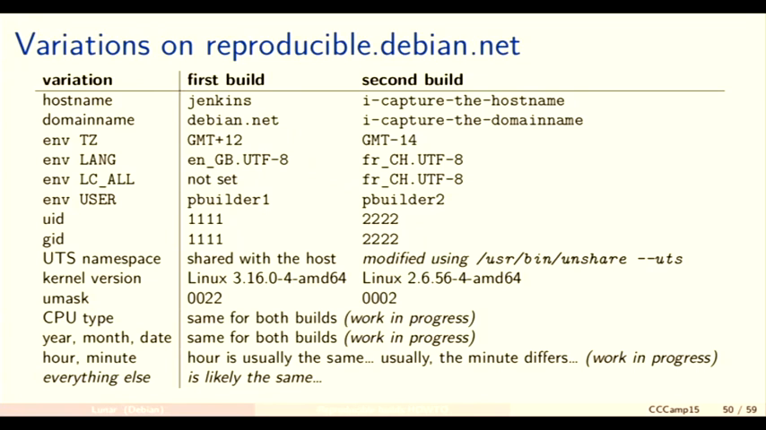So you can have an idea, these are all the variations we do on the system between the first build and the second build. Hostname, domain name, the time zone. The time zone is more than 24 hours apart, so we detect date changes like that. The language, the locale, the username, the UID, the GID, the namespace is different, the kernel version is different, the umask is not the same. For now, the CPU, the date, and the time are mostly the same. But we recently are able to have slave hosts, so we can finally add these very last variations, and I hope we will have everything, but time will tell.